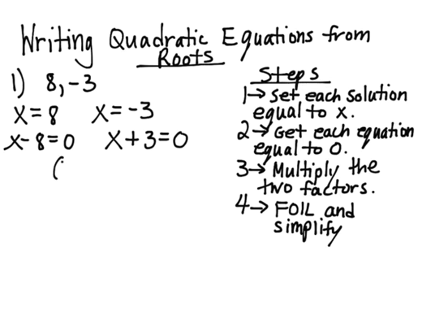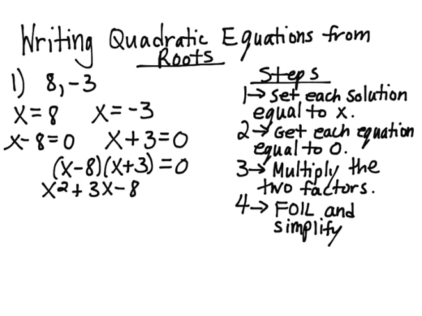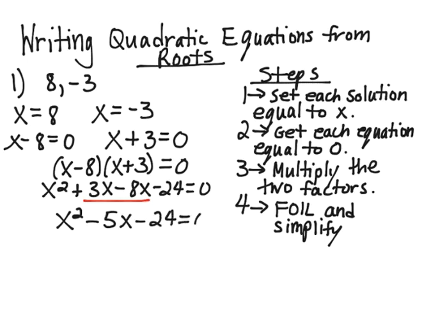Then we're going to multiply the two factors, x minus 8 times x plus 3 equals 0. Take it back one more step. FOIL, so x squared plus 3x minus 8x minus 24 equals 0, and then simplify. Combine like terms if necessary. Usually you'll have to do that. And that's it. So it's taking the answers to a solve by factoring or quadratic formula, or completing the square, and working your way backwards to get the original problem.